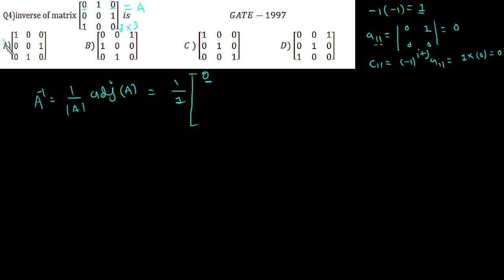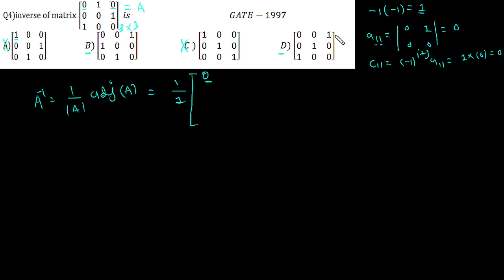Now option A will not be correct because here the entry is given in the inverse as a 1. So option A is wrong. Now similarly option C is also wrong. Now look at option B. The only remaining options are B and D. Now look at these two matrices.